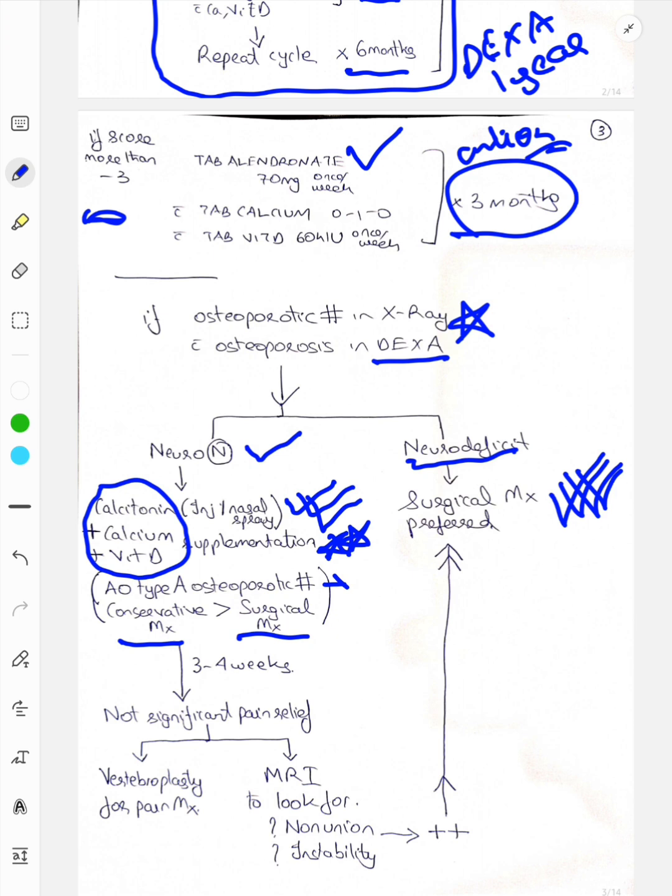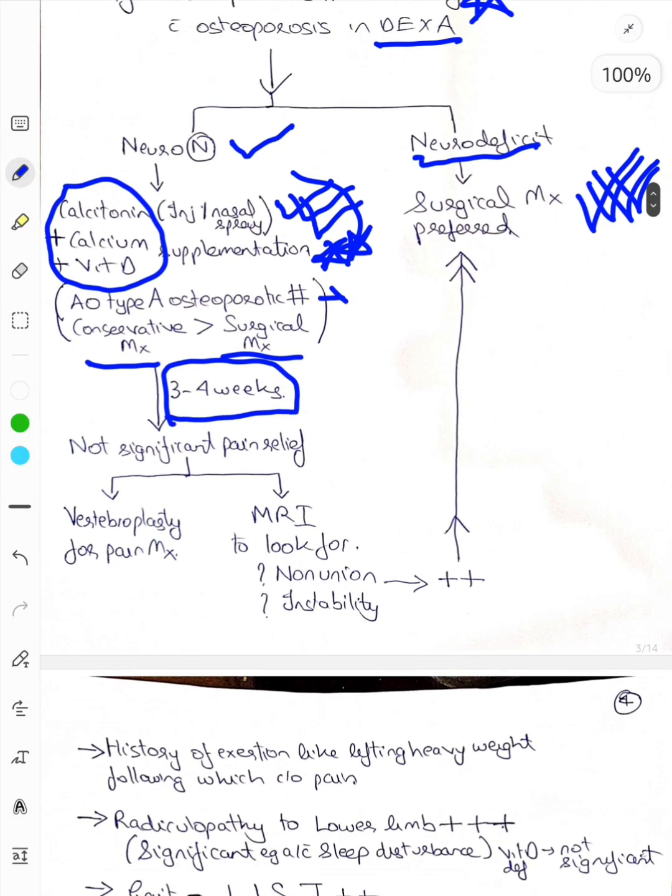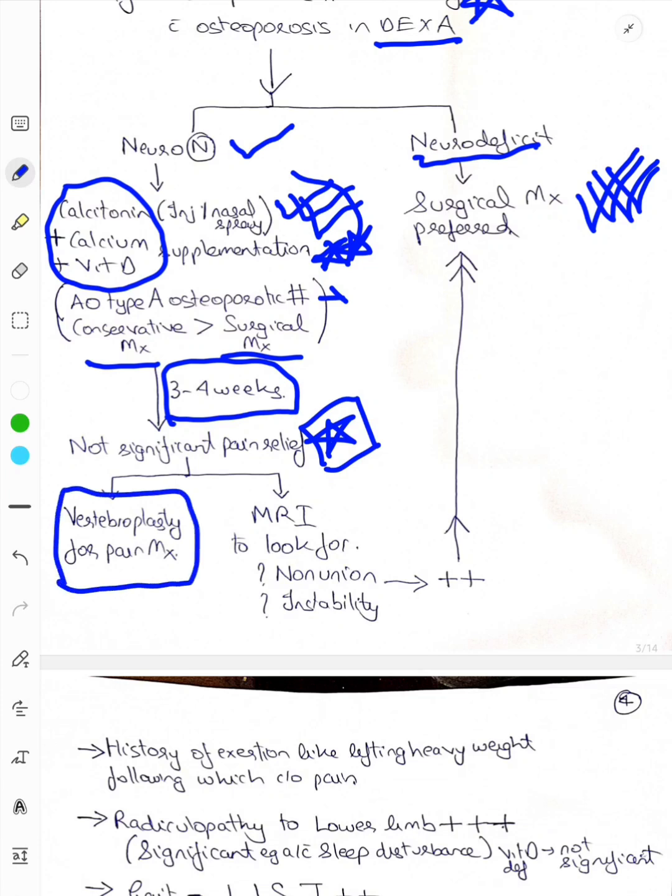But even after giving this, if there is no significant pain relief after 3 to 4 weeks, when you have called the patient for follow-up after 2, 3 or 4 weeks, if the patient says that doctor, there is no pain relief, the pain is instead increasing, then you can go for a vertebroplasty for pain management. That is one option.